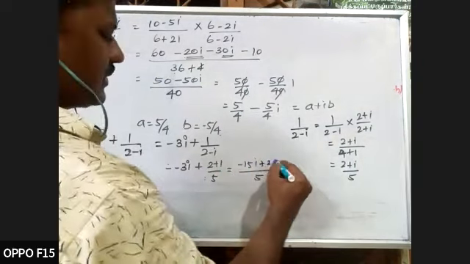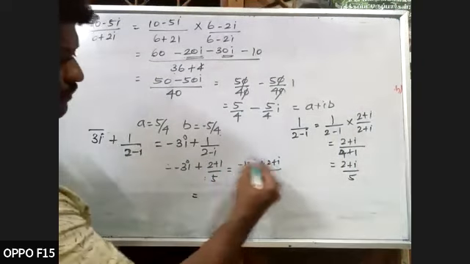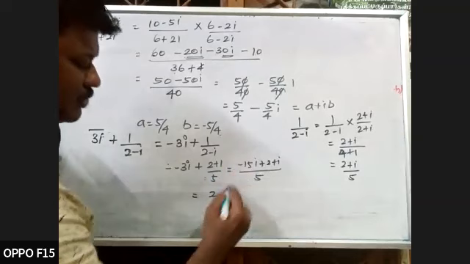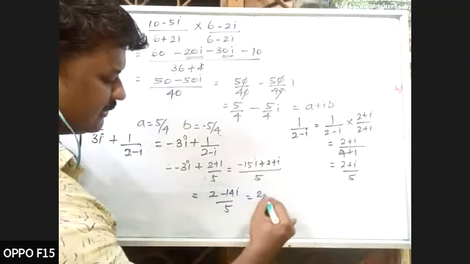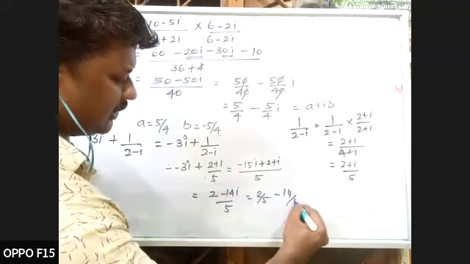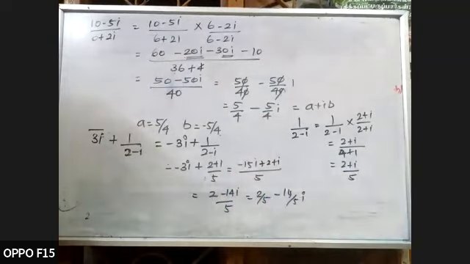Plus 2 plus i. Real part, imaginary part. 2 is real. Minus 15 plus 1 is minus 14. So minus 14i divided by 5. You can write this as 2 by 5 minus 14 by 5i. So this is of the form a plus ib. Please take down.